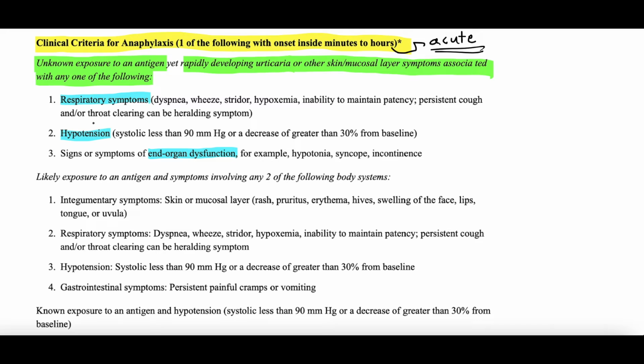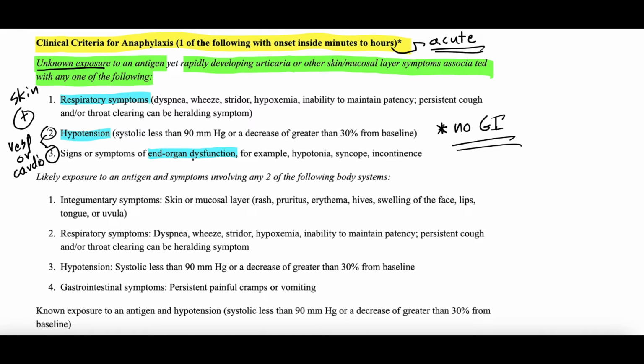So the difference here is they do not have any GI symptoms that they mention in their diagnostic criteria for this first one, the unknown exposure one. So the unknown exposure one here is any skin or mucosal involvement plus either respiratory or cardiovascular. And in cardiovascular, I tend to bridge these two together, 2 and 3, because I think they're similar. If you have a low blood pressure, it's a cardiovascular involvement.